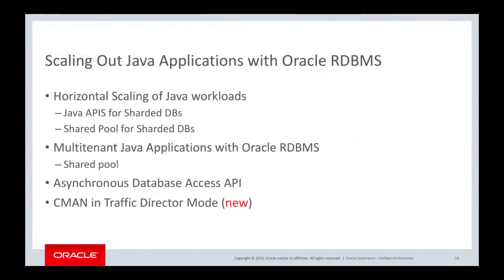Okay, I will discuss the three things here, or four. So horizontal scaling of Java workload. So we'll talk about the new Java API for sharding. Then the shared pool for sharded database. And then we talk about the multi-tenant support for Java application. Also the asynchronous database access API, which is not available yet as a product, but it is an API that Oracle is leading and working with the Java community to make it happen. And then maybe a little bit more about the CMAN in traffic director mode.